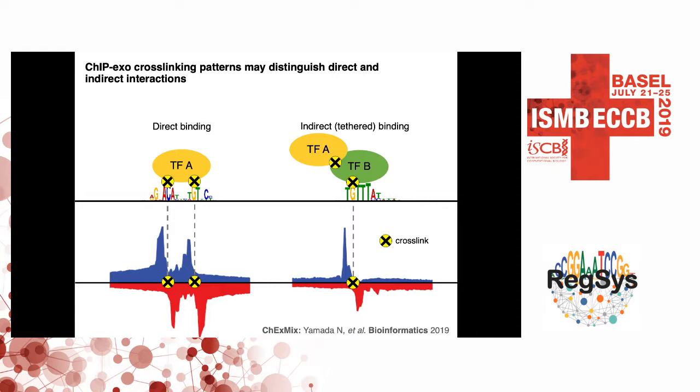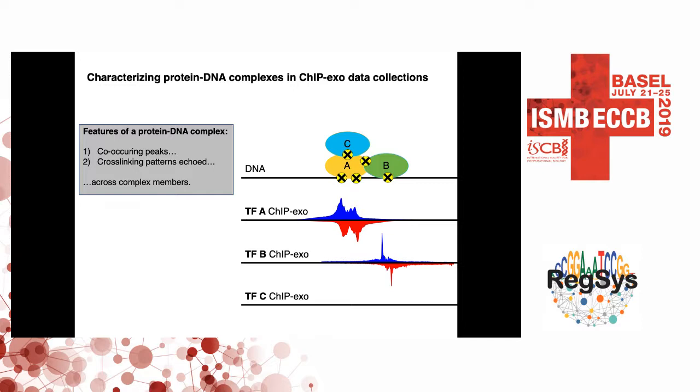What I want to do today is try and extend this idea out a bit to think about complexes in collections of ChIP-exo datasets, not just a single ChIP-exo dataset. So let's imagine that we have a collection of ChIP-exo datasets and we're looking for complexes. And let's imagine that biologically there exists some complex of A, B, and C. What would the corresponding ChIP-exo data look like under these different transcription factors? So let's say that A and B are directly cross-linked to DNA and C is indirectly cross-linked.